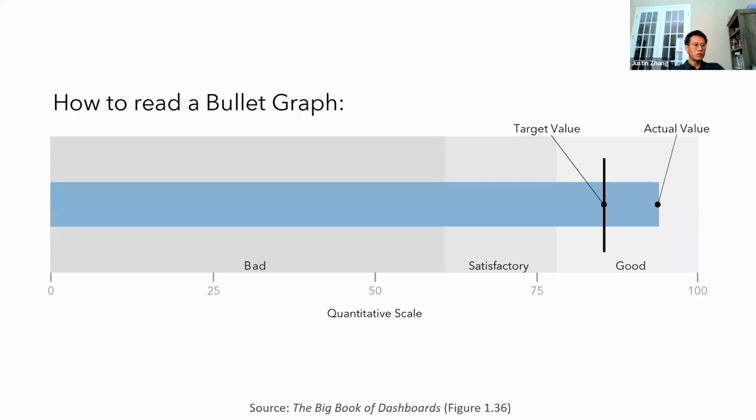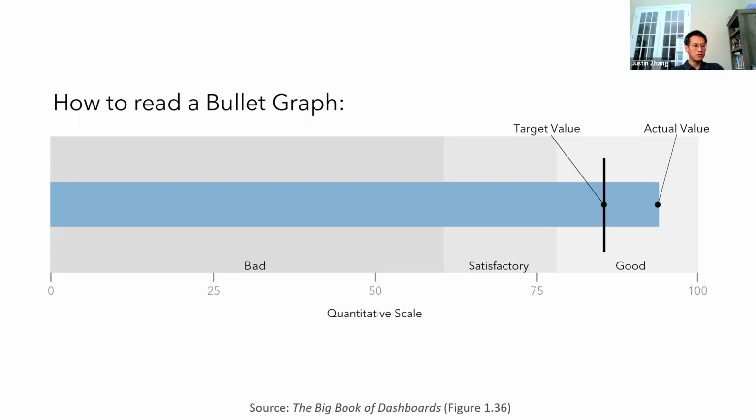So how to read a bullet graph? Here in this example, the blue bar in this bullet chart represents the actual value, and the black line shows the target for that number. It's easy to see exactly where the actual value is compared to the target value.